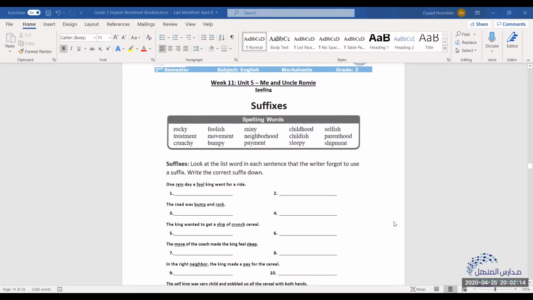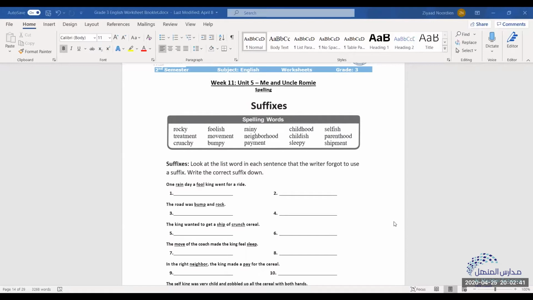For those of you who have forgotten, or who just need a simple reminder, a suffix is a group of letters, a letter, or a word that is added to the end of a word to change its meaning. On the screen, you should see a spelling word box with your list words, starting with the word rocky and ending in the word shipment. These are all words that have a base word and a suffix added to it.